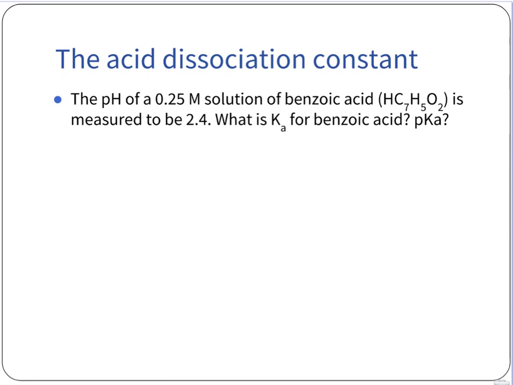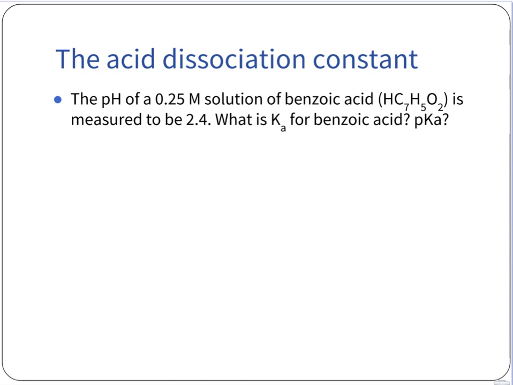So let's take a look at our first problem. It says the pH of a 0.25 molar solution of benzoic acid, HC7H5O2, is measured to be 2.4. What is Ka for benzoic acid? So that is our first part here.